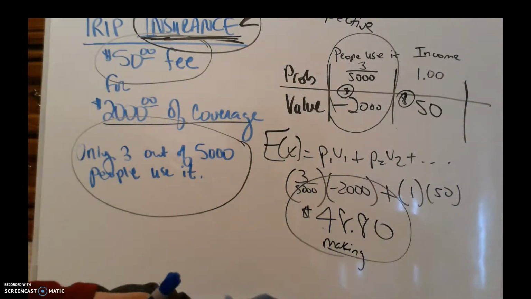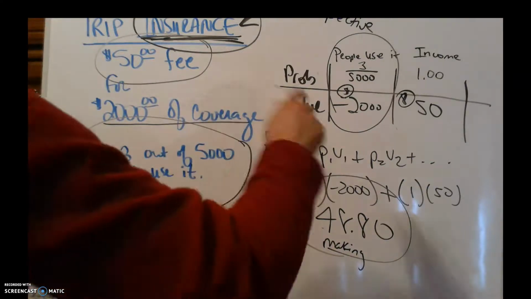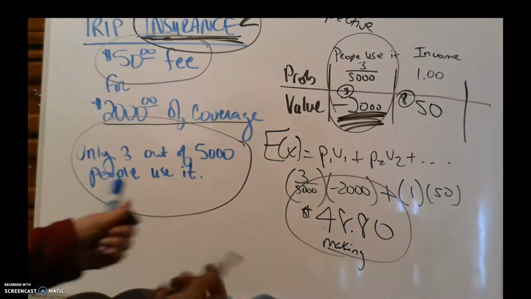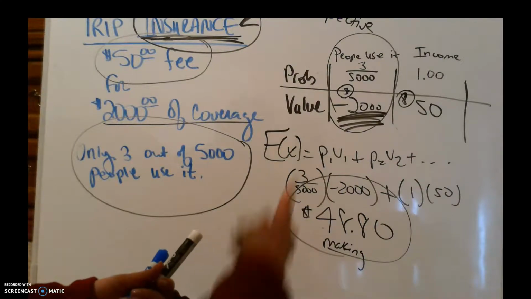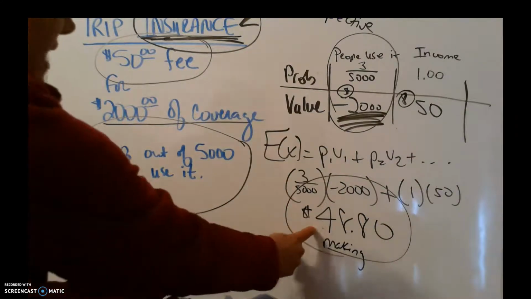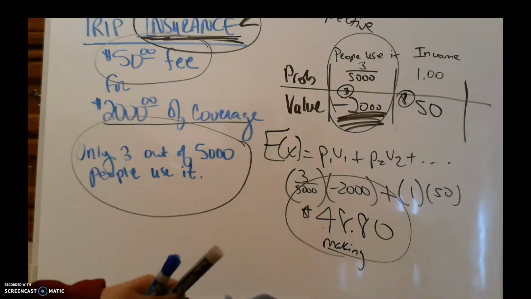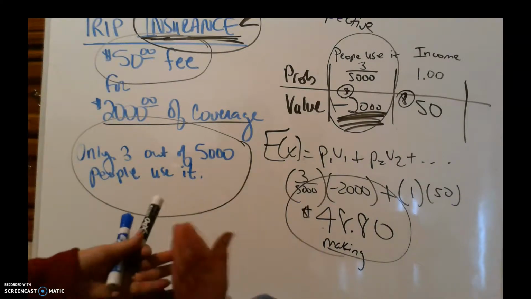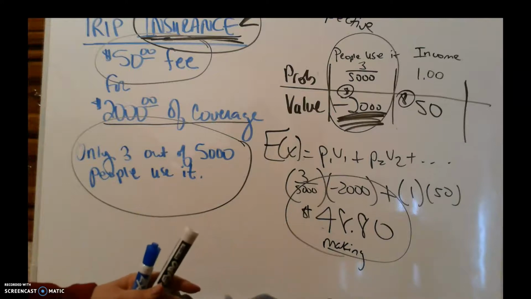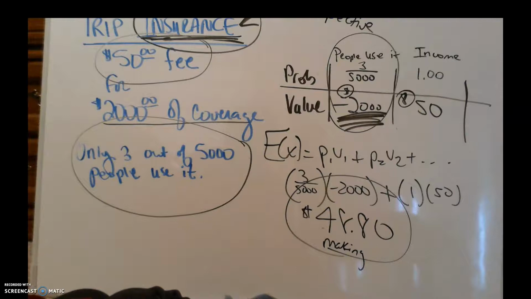So if the insurance company sells this for $50, are they sometimes going to lose the $2,000? Yeah, that's why people take out insurance. Sometimes people are going to need it. But on average, most people are not going to need it, and they're still going to pay for it. So on average, the insurance company is going to make $48.80. And that's how insurance companies work. They have a chance at a loss, and actuaries have to figure out how much money they should charge based on the risk.